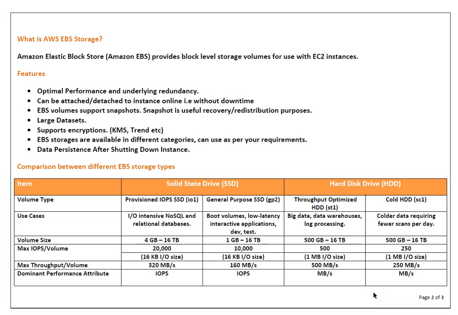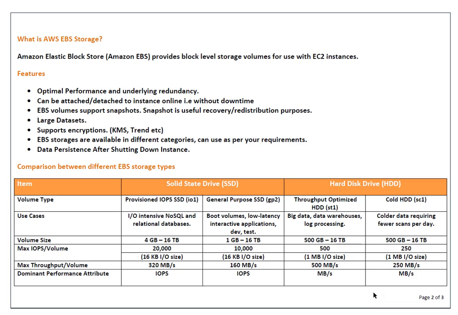Next, about security, EBS Volume supports encryption. You can use KMS, which is Amazon default, or you can use any third-party encryption software, let's say Trend, or there are different ones available in the market. EBS storages are available in different categories. You can use as per your requirement.